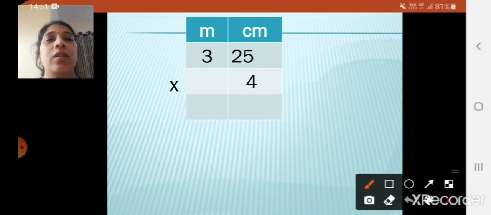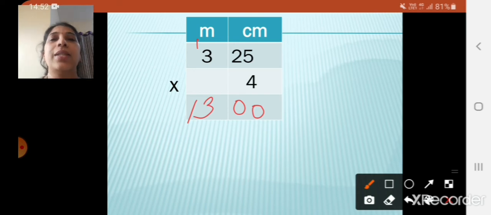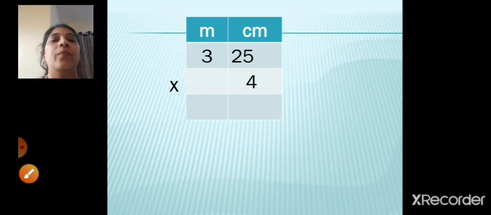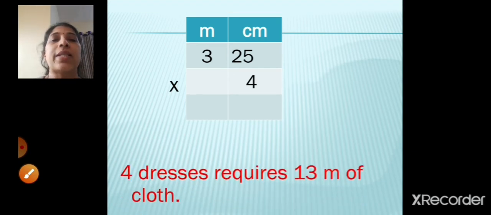So what you will do? 4 5s are 20. So 0 written down, 2 carried over. 4 2s are 8. 8 plus 2 is 10. So again 0 written down, 1 carried over. 4 3s are 12 and 12 plus 1 is 13, right? So you got the answer as 13 meter. So you will write, 4 dresses require 13 meter of cloth, right children? I hope you have understood how to carry out this multiplication.